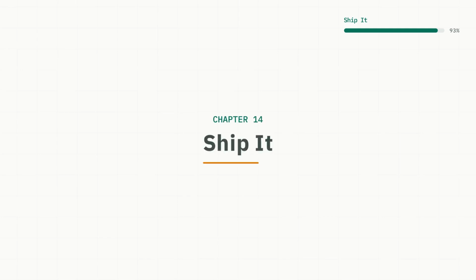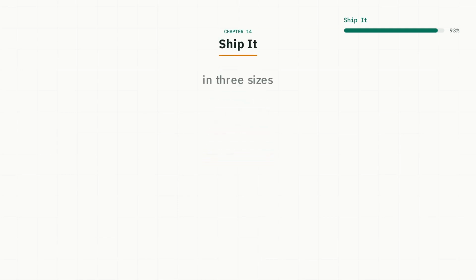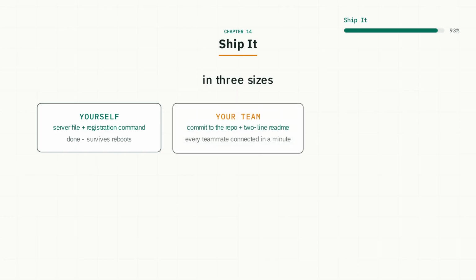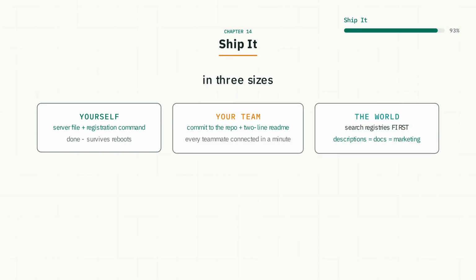Chapter 14, ship it in 3 sizes. For yourself, the server file plus the registration command. Done, it survives reboots. For your team, commit the server to the repository. Document the one install line and the one registration line in the README. Every teammate is connected in under a minute. This is the one server many clients economics from part 1, now with your name on the server.